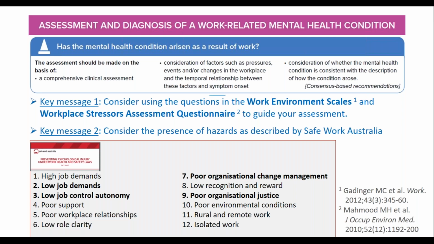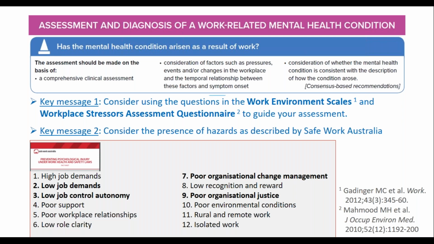High job demands, where there's sustained high physical, mental or emotional effort required to do the job, or low job demands, where there's little task variety or highly monotonous work. Low job control or autonomy, where there's little control over aspects of the work, including how or when a job is done. Poor support, with inadequate emotional, informational and instrumental support to do the work safely or well. Poor workplace relationships between workers and their managers, supervisors, co-workers and clients or other people the work is required to interact with. Low role clarity, where there's unclear, incompatible or constantly changing expectations about the role and responsibility.